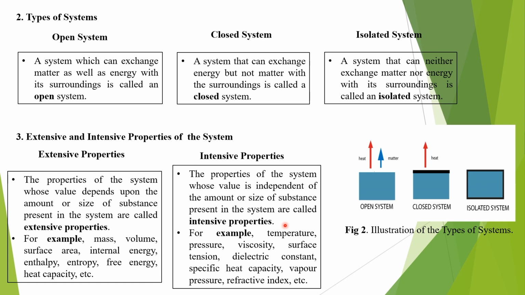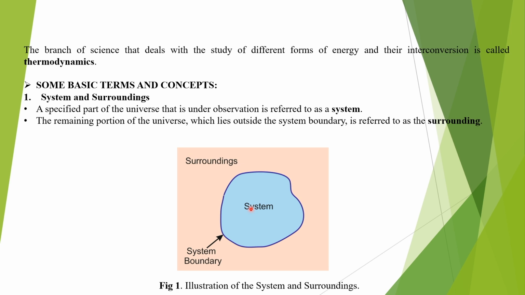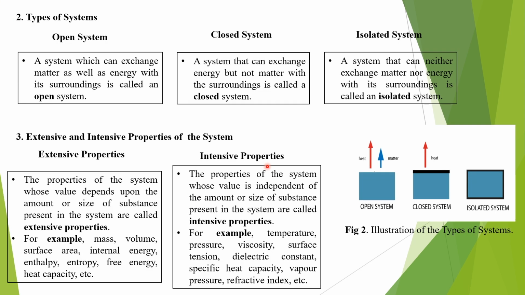There are different types of system, like open system. An open system is a system which can exchange matter as well as energy with its surroundings. So, we have a system here and we have surroundings here. When both matter and energy exchanges are permissible between system and surroundings, we call the system an open system.